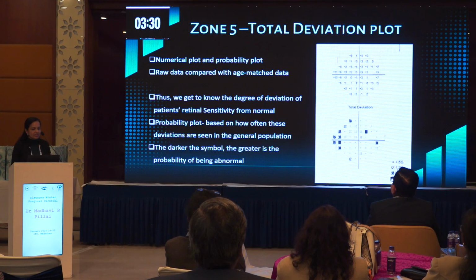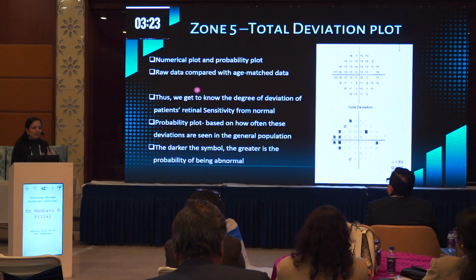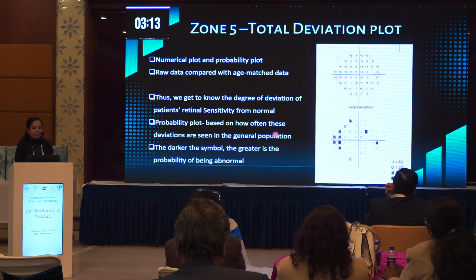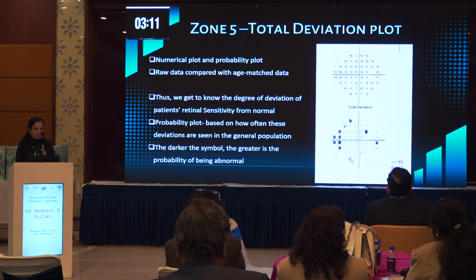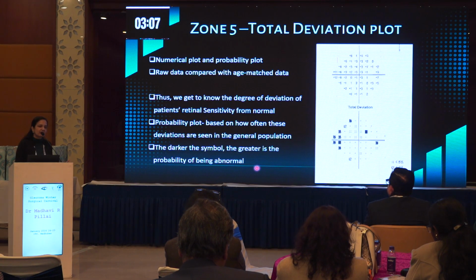Next is the total deviation plot. So, it has a numerical and a probability plot. In the numerical plot, the raw data is compared with the age-matched data. So, here comes the age-matched database comparison. So, you are going to know the degree of the deviation of the patient's retinal sensitivity from the normal. When you come to the probability plot, I will make it simpler. The darker the symbol, the greater the probability of being abnormal.